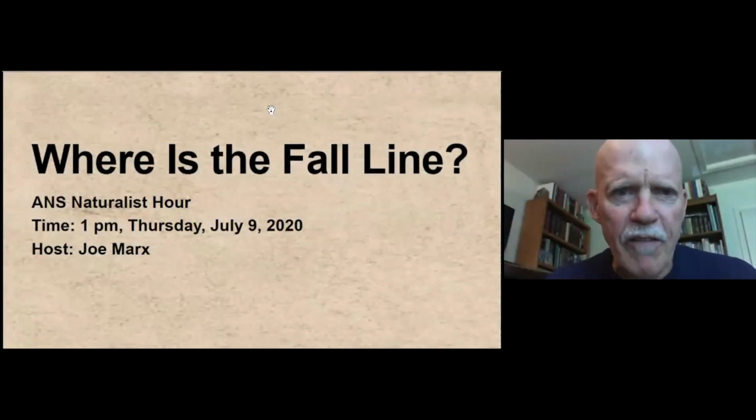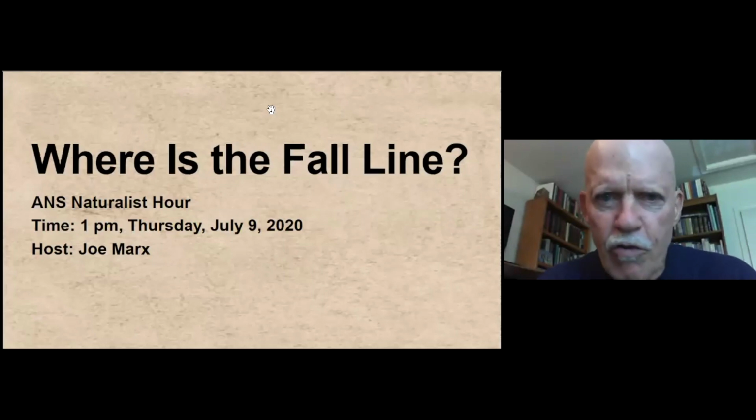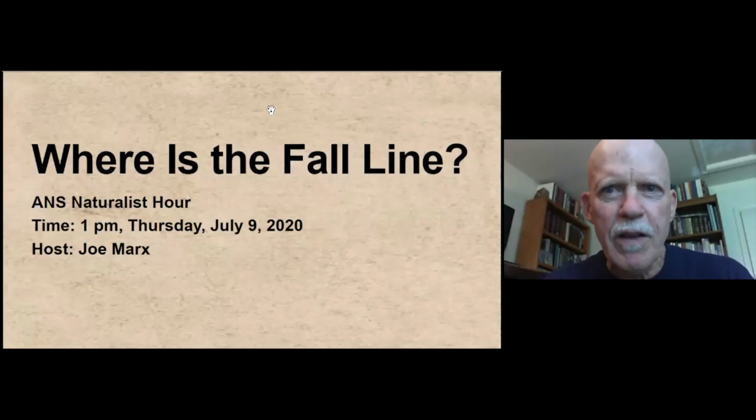The topic for the talk, obviously, is where is the fall line? That is one of the questions that's asked on almost every geology trip that I lead. People certainly know about the fall line, but many people seem to be very insecure about exactly what it is. So I'll try to clarify this to the degree that it can be clarified.